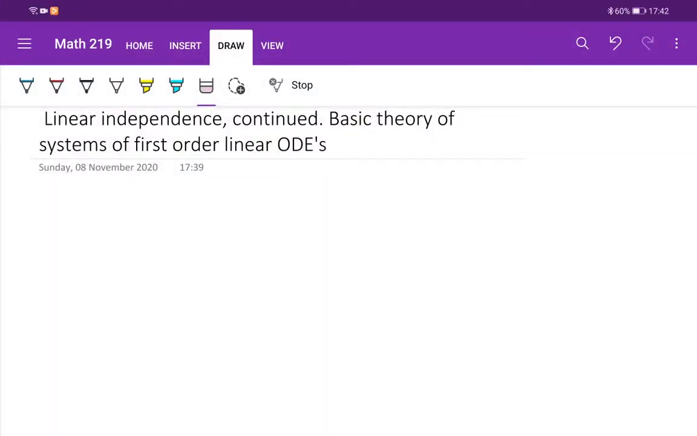Today we will complete our discussion on linear independence and then go on to basic theory of systems of first order, linear ODEs. So last time we gave the definition for linear independence of sets of functions. Let's have an example. Start off with an example today.